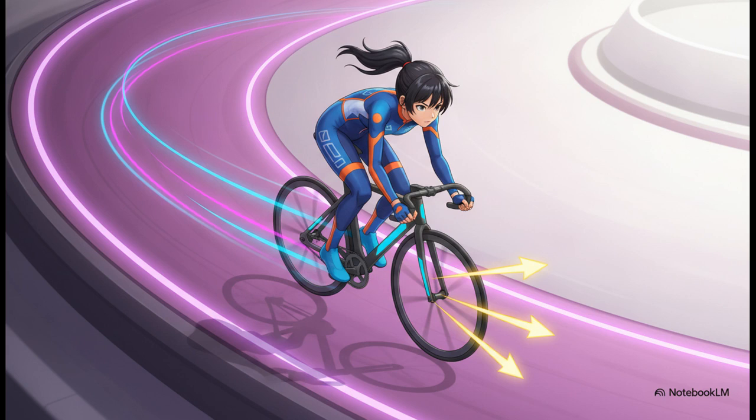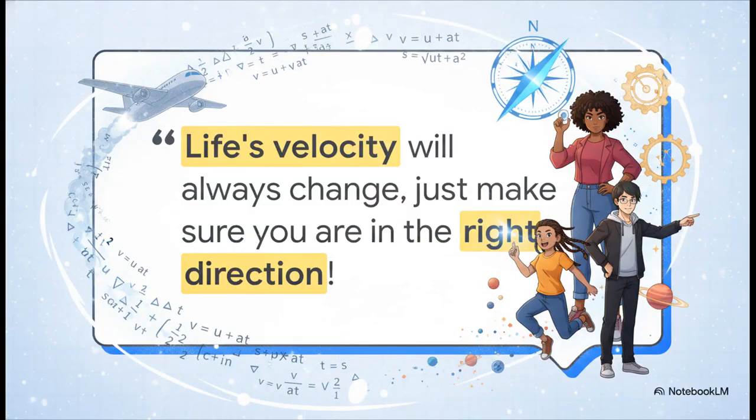But remember vectors? Velocity needs direction. Because the cyclist is constantly turning to stay on the track, their direction is always changing. That means their velocity is changing. And if velocity is changing, that cyclist is actually in a constant state of acceleration, even at a steady speed. Pretty crazy, right?